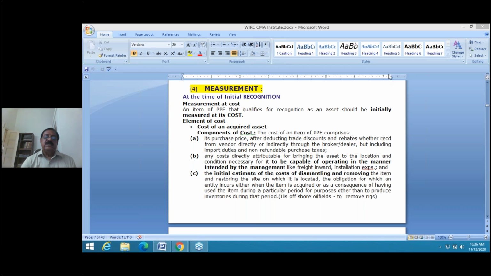Suppose you are buying through a dealer, then sometimes like a car, if you buy a car from a dealer, the dealer may be getting some 30-40% discount.